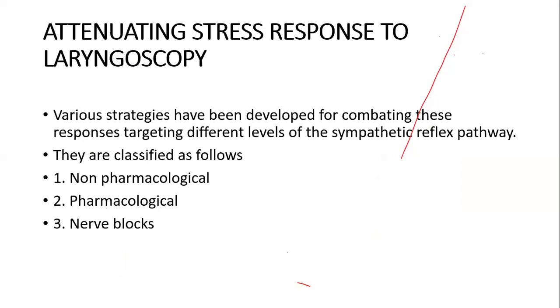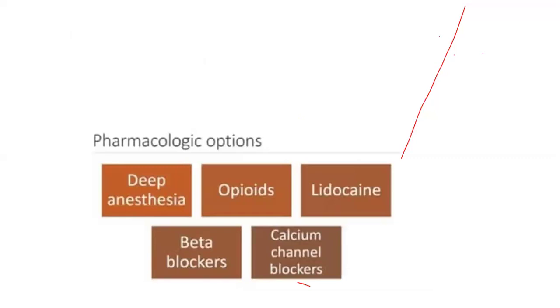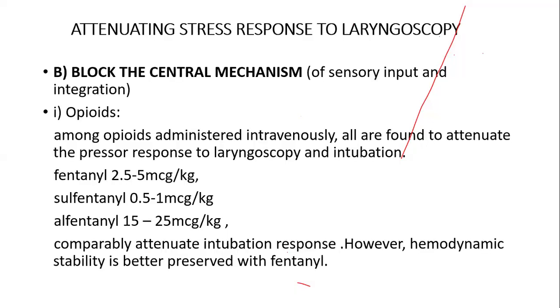So how do we attenuate this response to laryngoscopy? Various strategies have been developed for this purpose, and we broadly classify them as non-pharmacological, pharmacological, and nerve blocks. So the pharmacologic options are ensuring that the patient has deep anesthesia before onset of laryngoscopy and intubation, opioids, lidocaine, beta blockers, and calcium channel blockers.